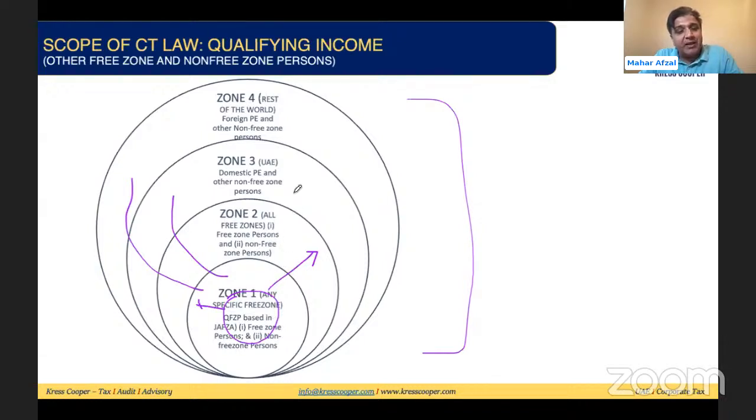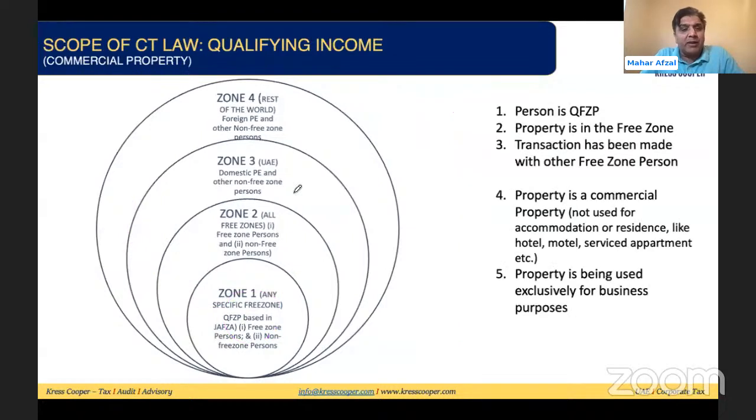If they are generating any income from the mainland, or basically they are asking qualifying activity from a non-free zone person, that will be subject to tax at 0%. So this thing we have already discussed. This is the commercial property we have already discussed. This is only one stream of income where income from the immovable property, commercial property, can be classified as zero rated. In all other cases, it will be subject to tax at 9%. So this one stream is basically only one situation, one possibility.